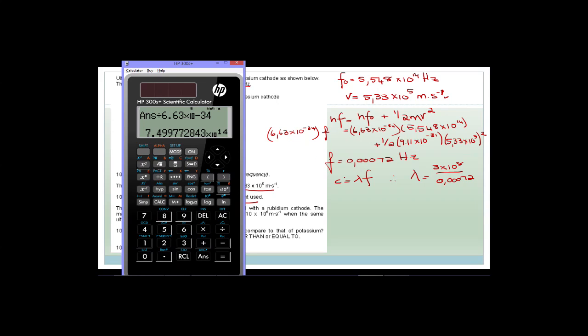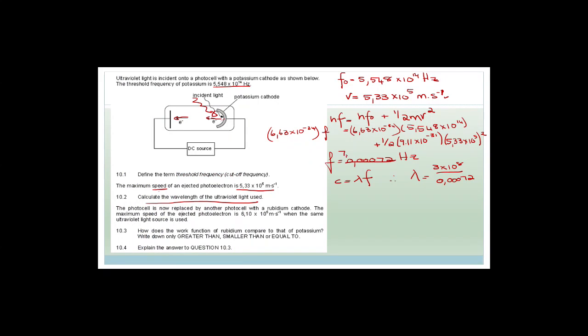Sorry, your frequency is really not supposed to be that small. It's supposed to be a high frequency, especially if it's ultraviolet. So this becomes 7.5 times 10 to the 14. Much better. So guys, please always make sure that your answers make sense.